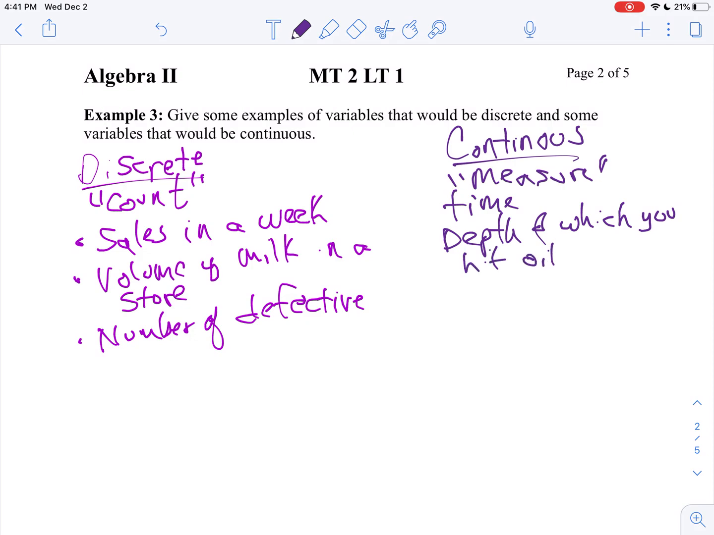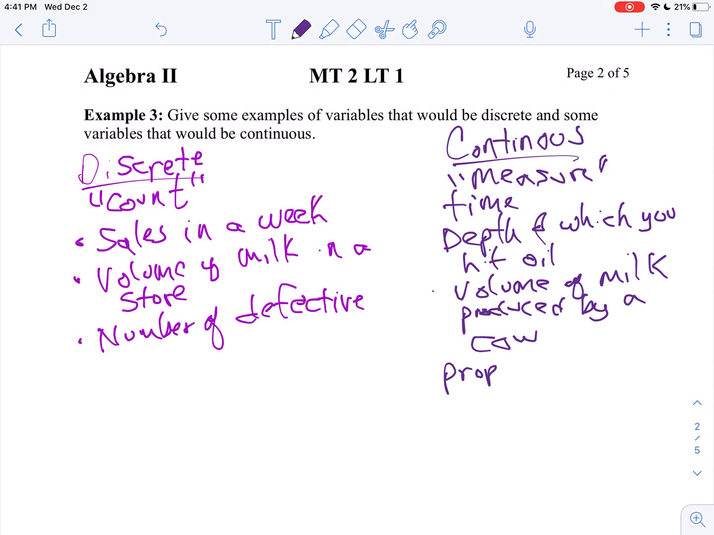We could do the volume of milk produced by a cow. See how the same variable can be continuous or discrete depending on the context. Because you wouldn't count for a cow, you would just measure. And then the proportion of defective parts. Rather than counting the parts, we're looking at the proportion of the total. So that could be any number in that range.